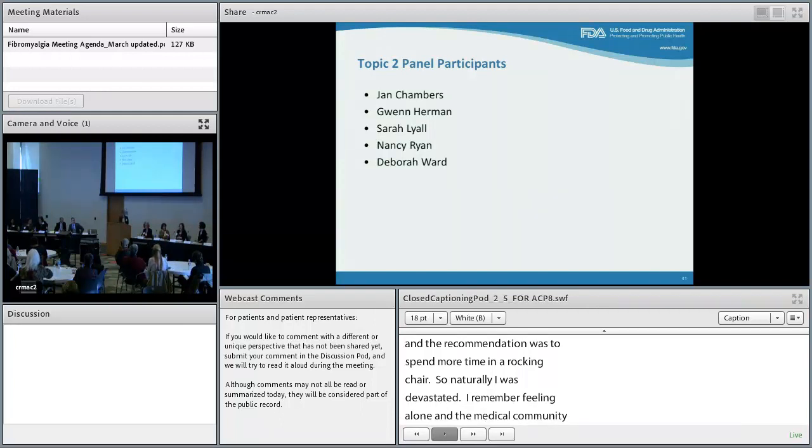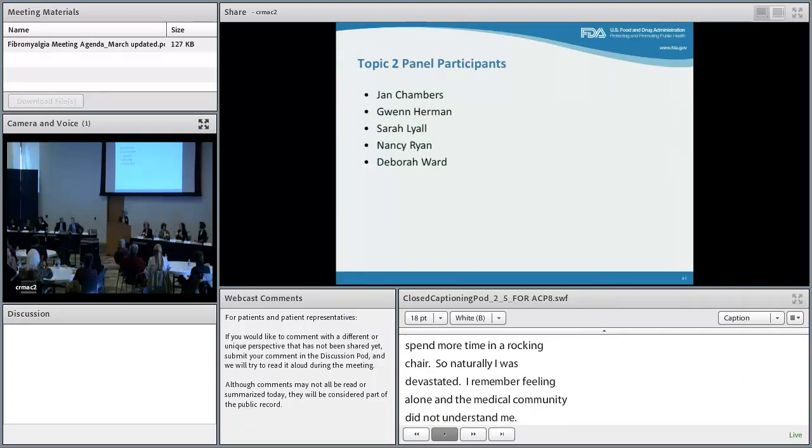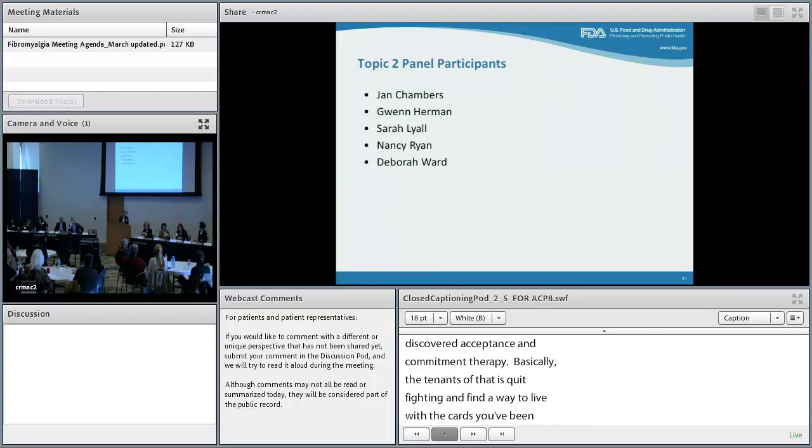The turning point for me was when I discovered acceptance and commitment therapy. Basically, the tenets of that is quit fighting it and find a way to live with the cards you've been dealt. So today I manage my symptoms by paying close attention to bodily cues. I know that pain in one of my shoulders means that I need to stop what I'm doing and rest immediately. Another cue for me is extreme fatigue. I need to stop and rest before I get overtired.